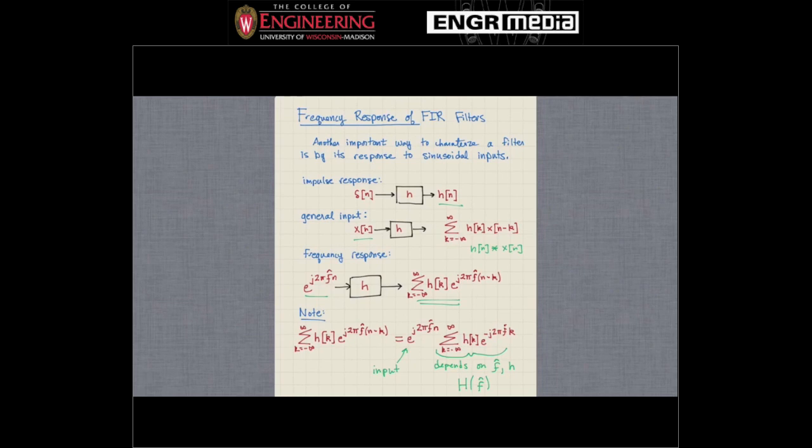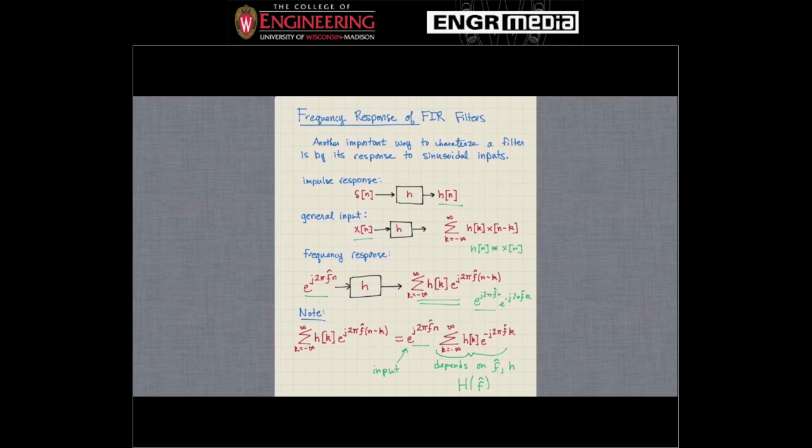We can expand this complex exponential. I can write that as e to the j 2 pi f hat n times e to the minus j 2 pi f hat k. And this term does not depend on k. Remember, that's inside the sum, so I can just factor that out. That's exactly what I did down here: I've now factored out e to the j 2 pi f hat n, since the sum over k doesn't depend on it.